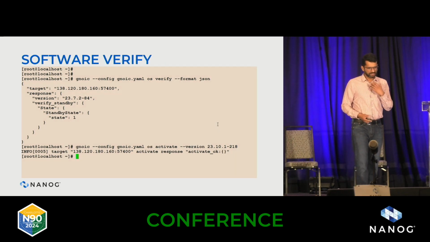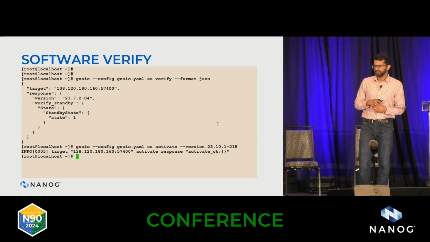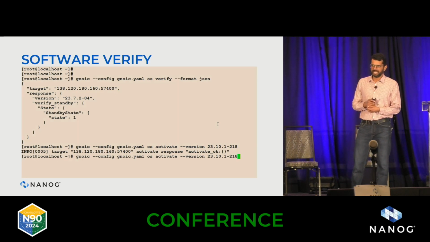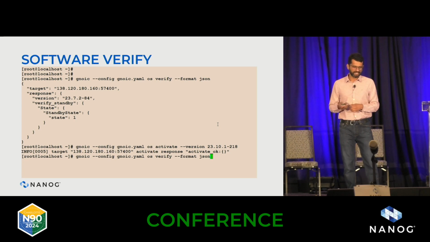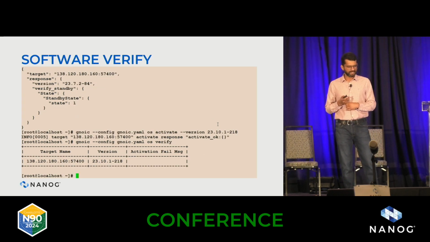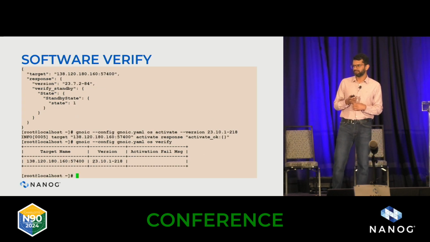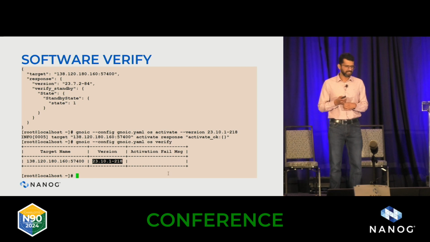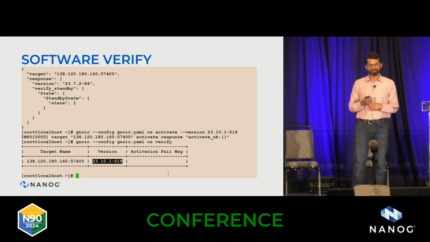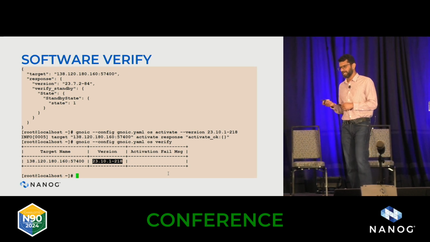Assuming the router successfully came up, we can issue the verify command again, and verify that the router is now running 23.10. The previous verify command was in JSON format. Now let's look at the verify command in the human readable text format. We can see here that the router is now upgraded to 23.10. Okay, so that completes the upgrade.